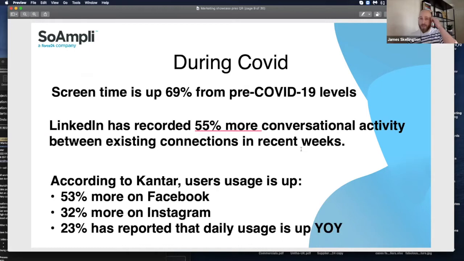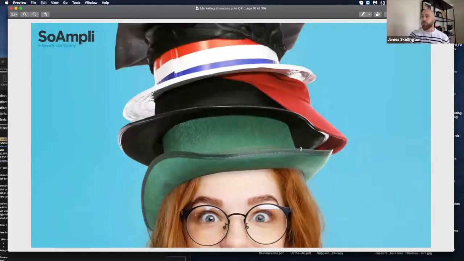The cold market in LinkedIn is quite saturated at this present moment in time. People are working from home, office phone numbers aren't accessible. This is very much a forum that people are going up from the cold and where people are switching off. But the existing connections are where you can really leverage your activity. And according to Kantar as well, you've got usage up 53% on Facebook, 32% on Instagram, and year on year Twitter is up 23% as well. So again, people are in front of their devices on the phones, and these people are looking for content to engage them and educate them further, which is where your business comes into play.